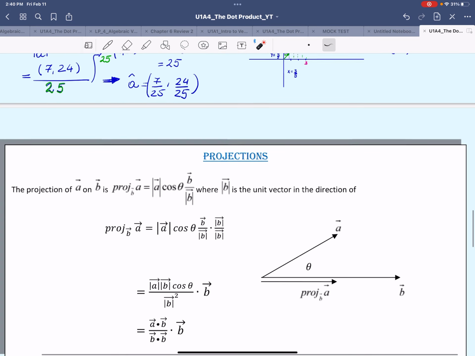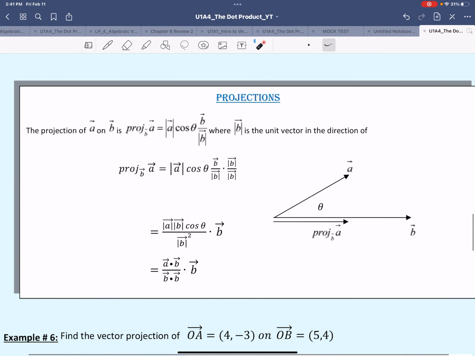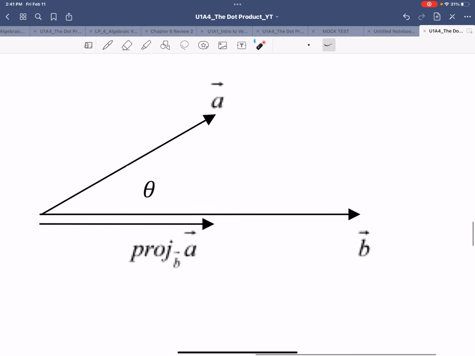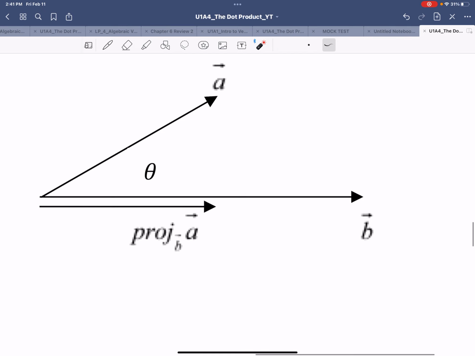Now, the next concept that we're looking at is projections. So what are projections? For now, we're going to take a look at the diagram and try to derive all the formulas on our own. Here we have 2 vectors, vector B, vector A, placed tail to tail and making an angle theta with each other. We're going to say that the projection of vector A onto vector B is indicated by this symbol.